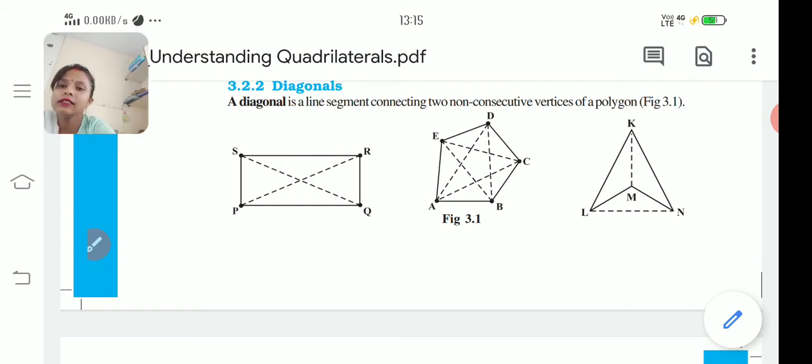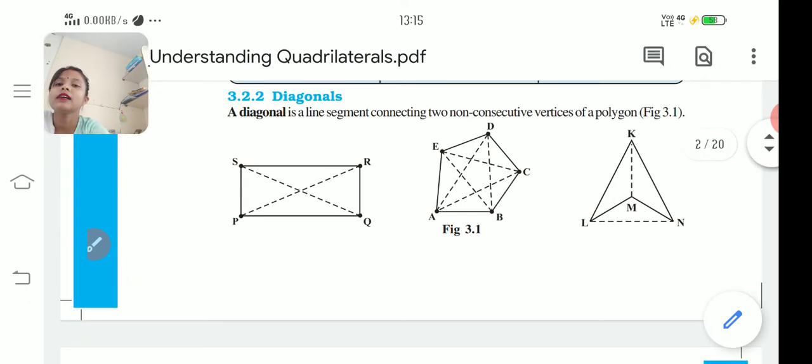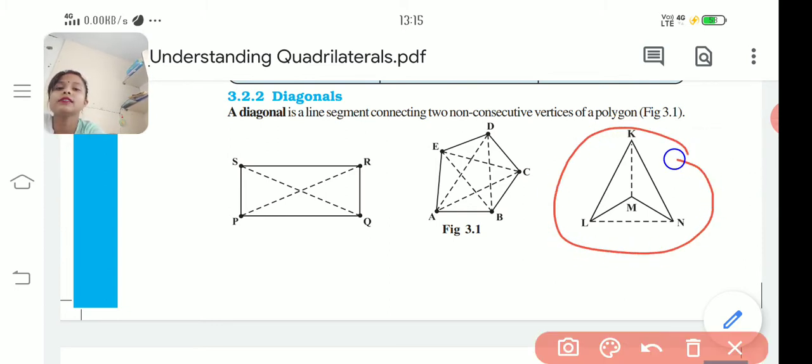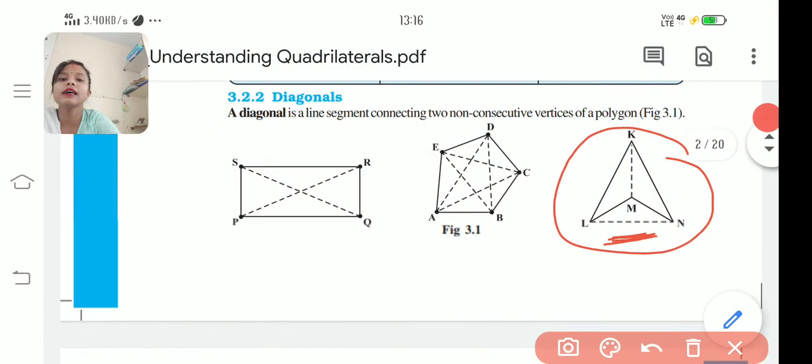Here you can see that in some quadrilaterals or in some polygons the diagonals are inside, but in the last quadrilateral which is given, you can see that the diagonal LN, a dotted line, is outside. So again we have to classify the polygons, because in some the diagonals are inside, in another the diagonals are outside.